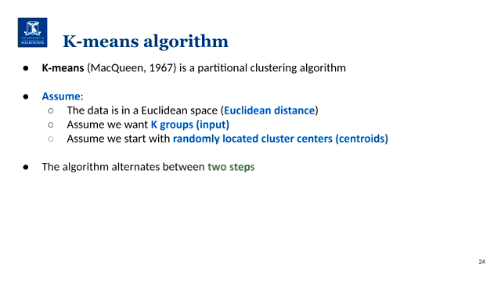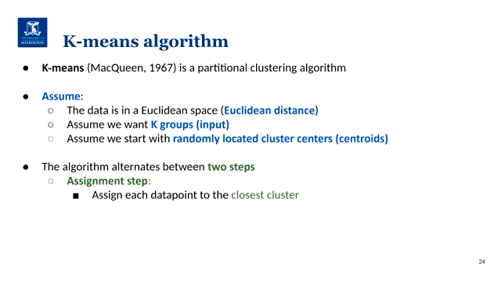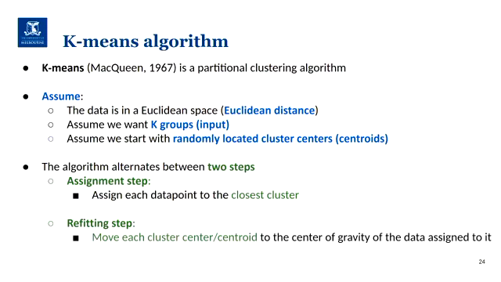And basically, k-means will have two very simple steps. The first one is the assignment step. In the assignment step, I'm going to assign each data point to the closest centroid. And this will divide my data into k clusters on the first round. The second step is the refitting step. In the refitting step, we're going to move each cluster centroid to the center of gravity of the data assigned to it. And we'll keep iterating through these two steps until we reach a stopping criterion. That could be, let's say, no points or clusters are reassigned.